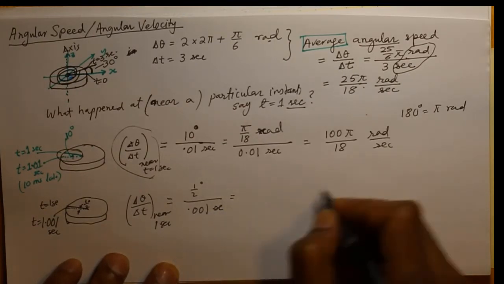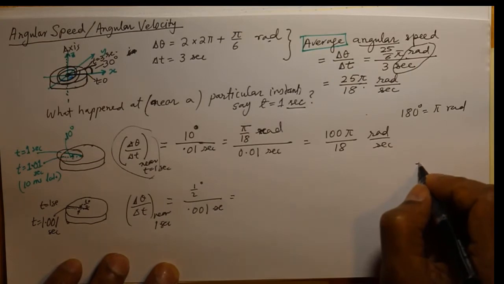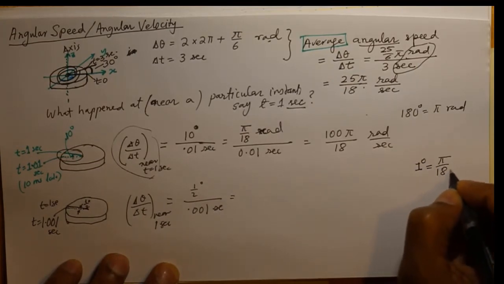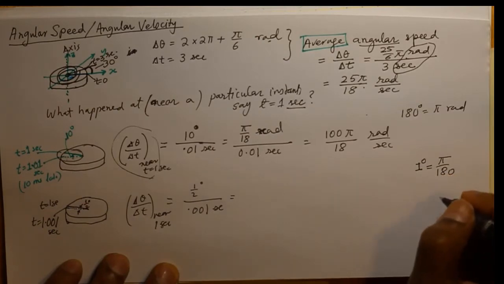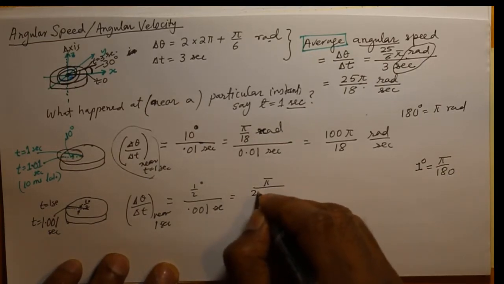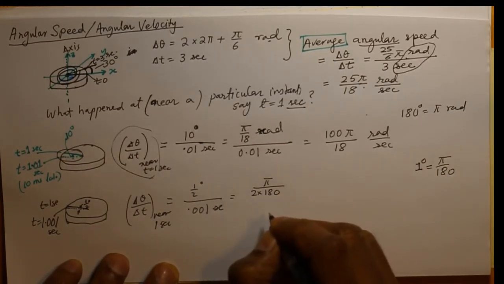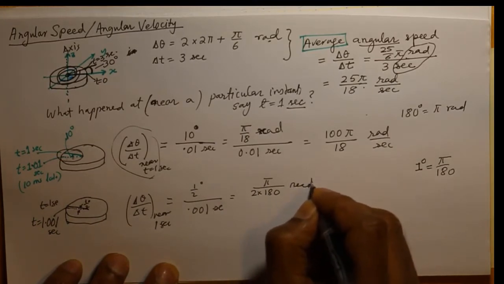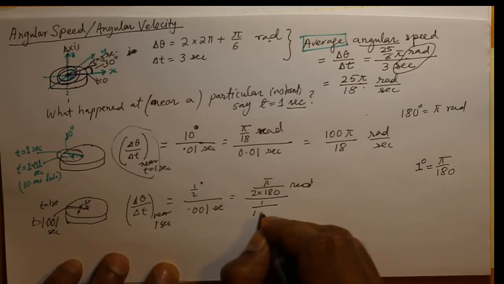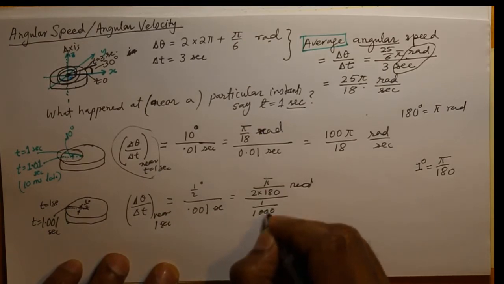And if 1 degree is pi over 180, half a degree is pi over 2 times 180 radian, over 1 over 1000 here.